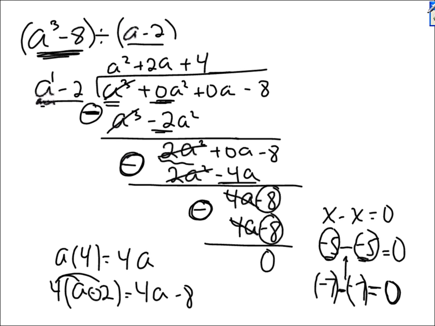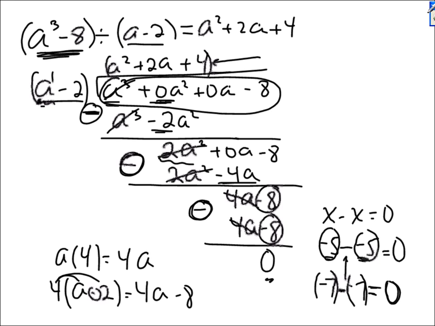Okay, so since the remainder is 0, minus some silly error, what's on top is the answer. That is, when you do that division on top, you get a squared plus 2a plus the number 4. If you want to check, you should multiply this by a minus 2, and you should get this. But remember, that's just a cubed minus 8, because 0a squared is 0, 0a is 0, and adding the zeros even 2 times doesn't affect anything.